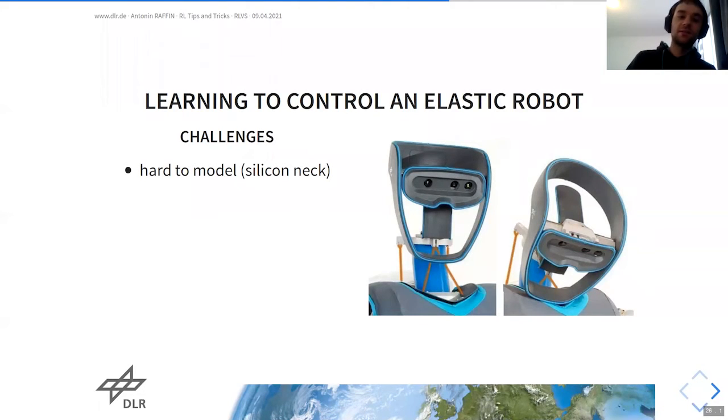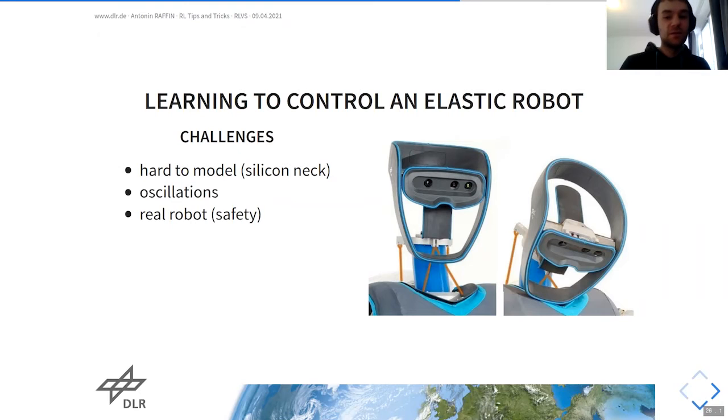Another thing is that because of the elasticity, it would oscillate quite easily. This is a problem because you want control to be smooth, and you also want the result on the robot to be smooth and not oscillating. And because it's a real robot, obviously you have some safety problems. You cannot send anything to the robot. You need to be sure that you will not break it.